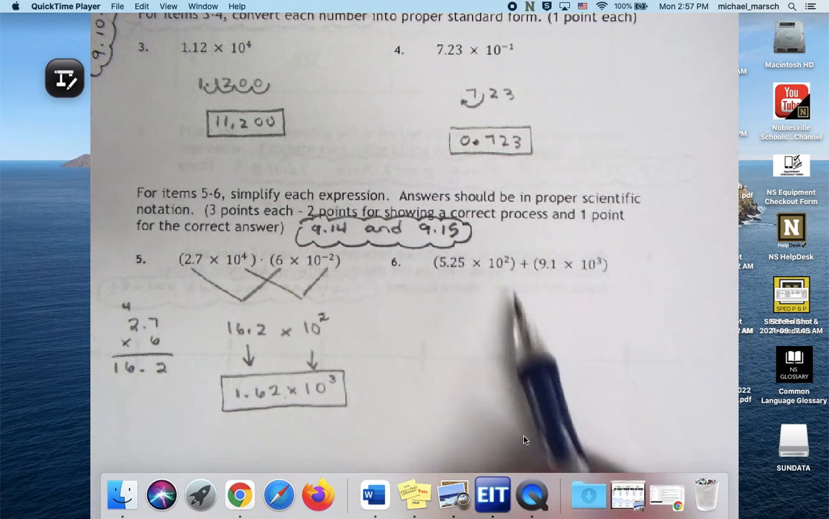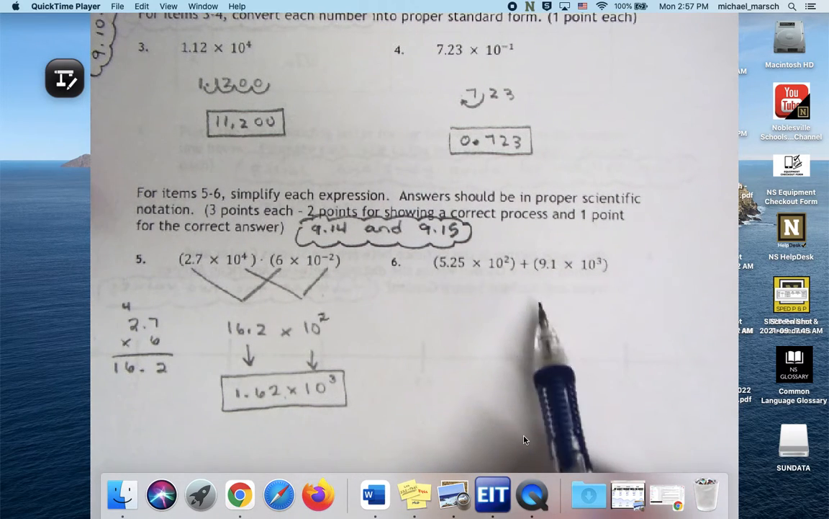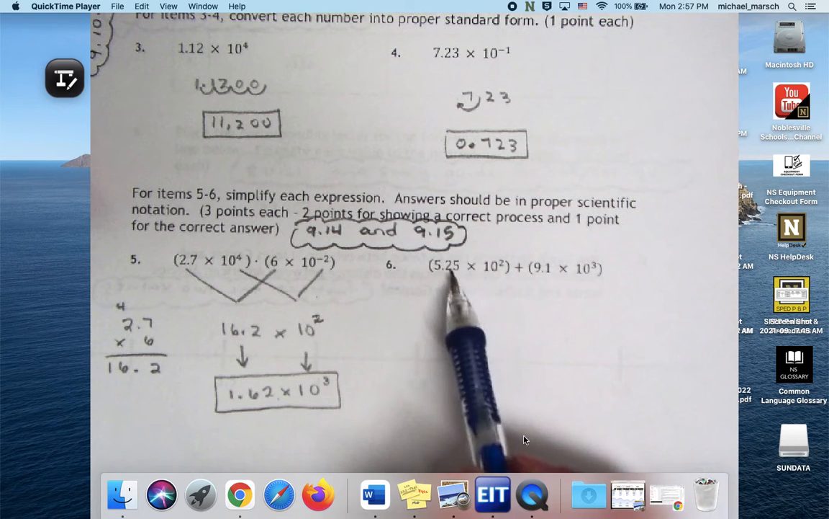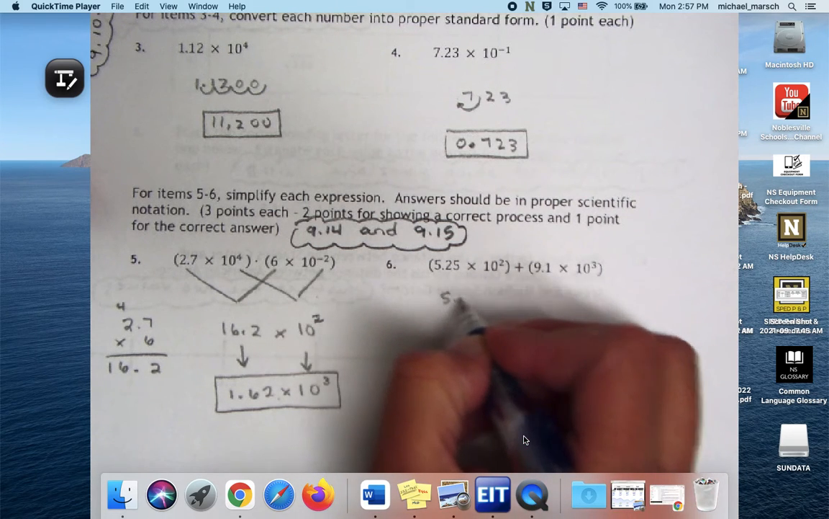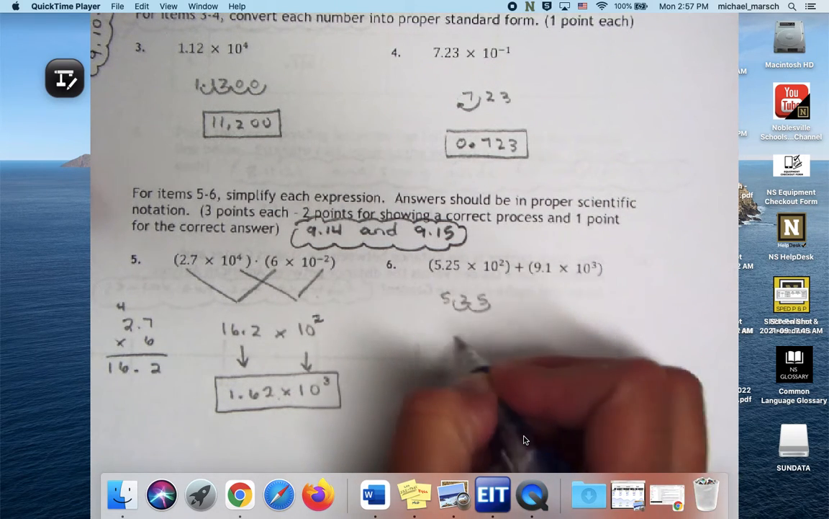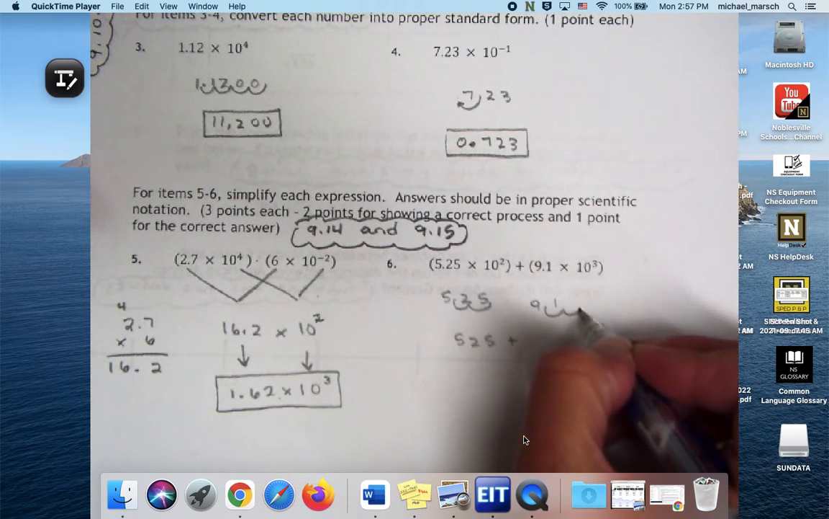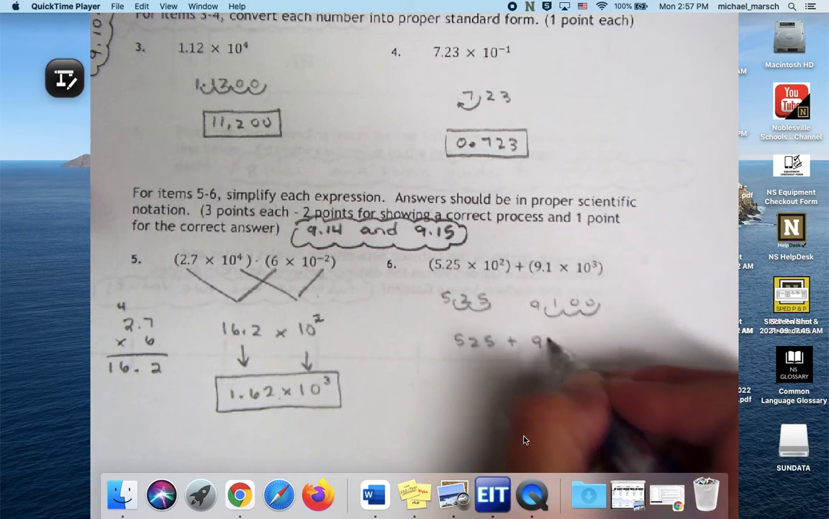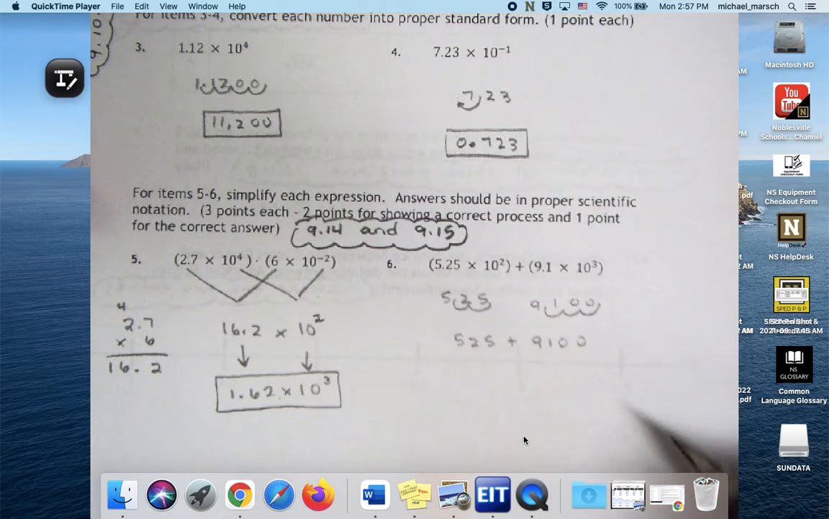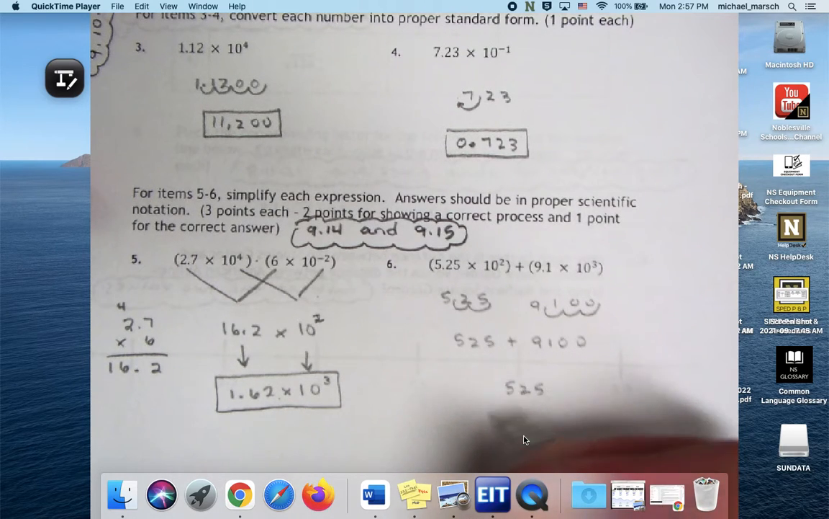Okay, so then for these, when you guys had Mrs. Reynolds, hopefully you worked on putting them into standard form. So I would move this 2 places, and then I would move this 3 places. So then I would have 525.